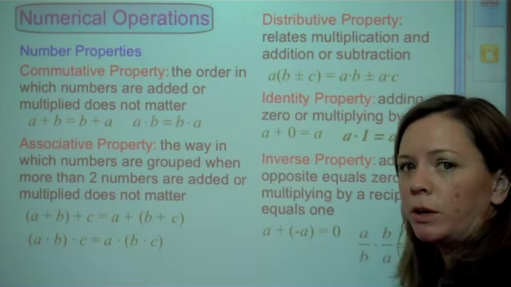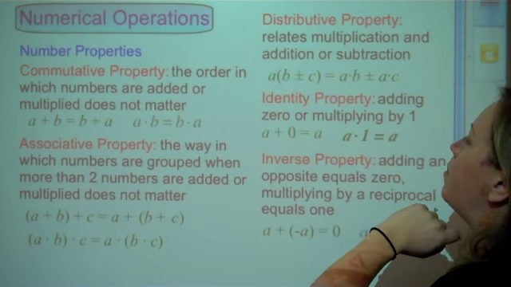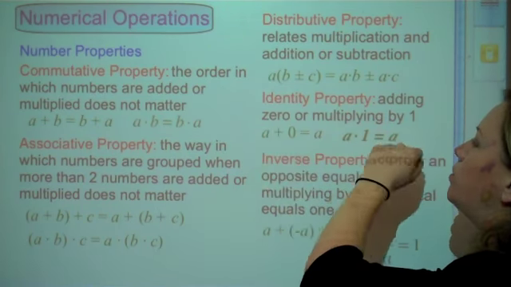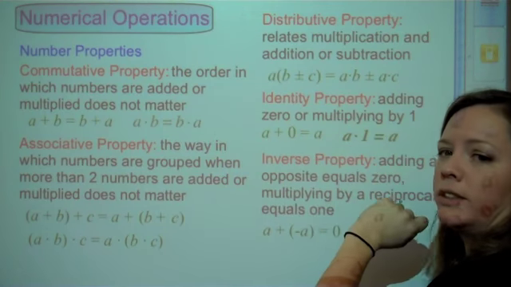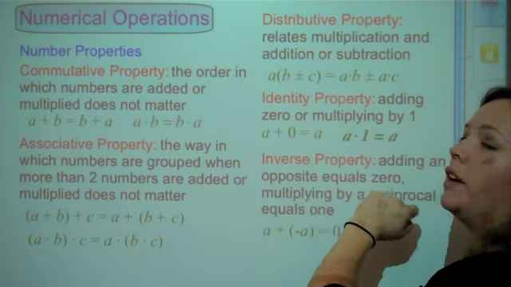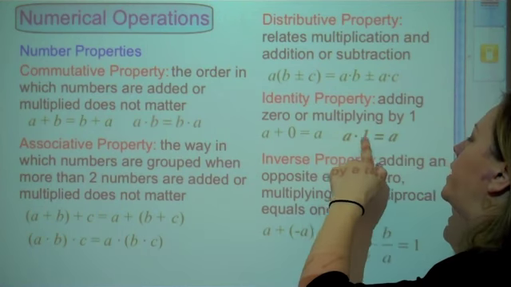A couple other properties I want you to remember. The identity property, adding 0 or multiplying by 1. If you add 0, you get the same value, so a plus 0 is a. If you multiply by 1, you get the same value, a times 1 is a.